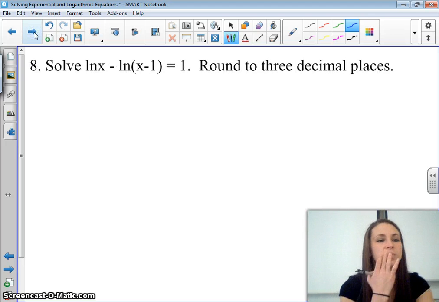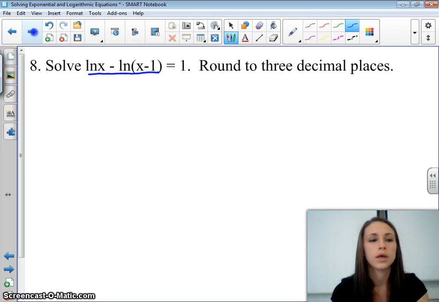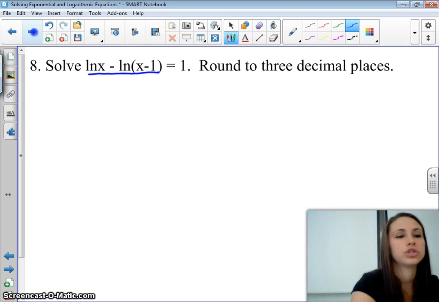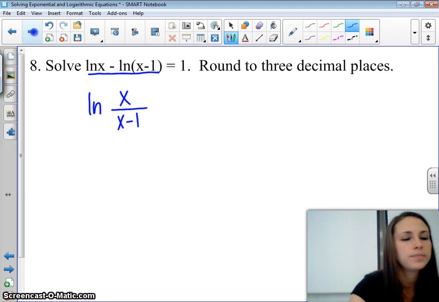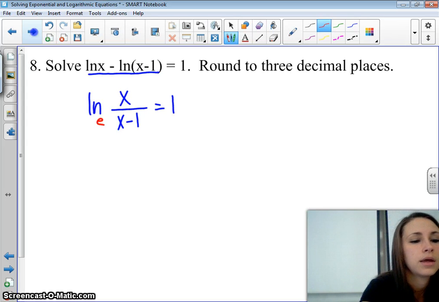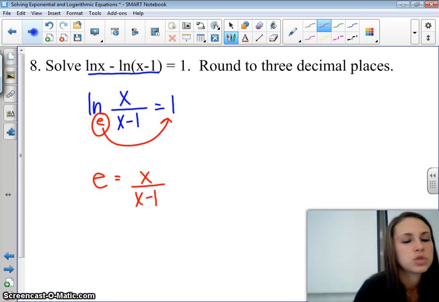Alright, number 8. On one like this where you've got 2 logs or 2 natural logs, either one, you can't solve until you condense them to 1. The reason we did condensing is so you can use it to condense these and solve this equation. So I'm going to solve this doing natural log of x over x minus 1 equals 1. Now that I've condensed, that pretty much gets my log by itself, so I'm going to write this as an exponent. So this is going to be e to the first, or just e, equals x over x minus 1.